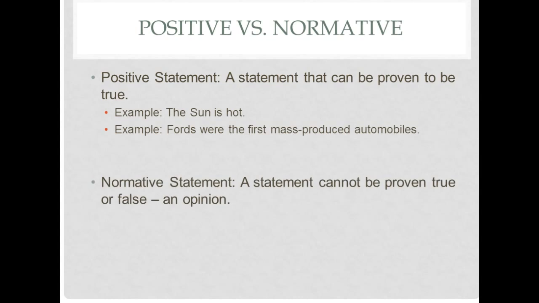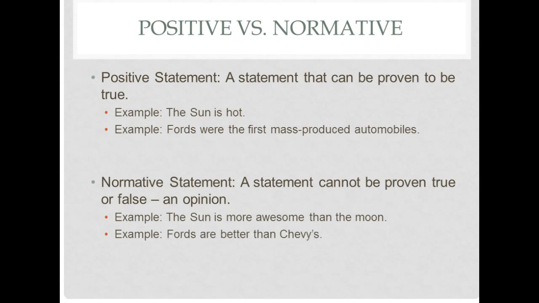Normative statements are statements that cannot be proven to be true or false necessarily. Generally, I like to think of them as opinions. So, for example, I might say something like, the sun is more awesome than the moon. Well, I think some people might think the moon's pretty cool, some people might think the sun's pretty cool. We can't really actually define which one is more awesome. So we're going to call that a normative statement, an opinion.